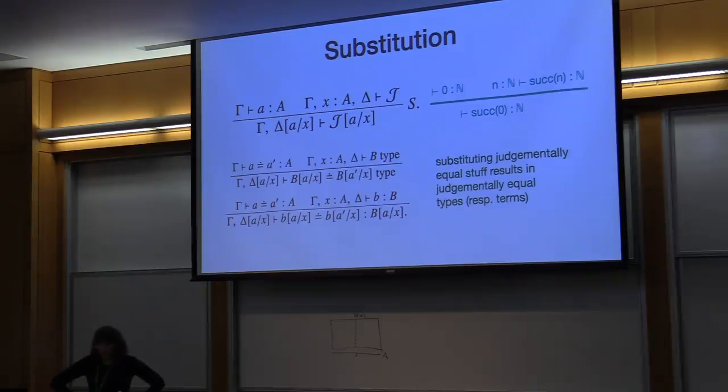And then, don't be scared. Scary to rules. The point of them is saying that if you're substituting judgmentally equal stuff, that results in judgmentally equal types of returns, right? So basically if I have here a type judgment or a term judgment, and so not for the equality judgment, okay? And if I substitute for something that is judgmentally equal, so little a is judgmentally equal to little a prime, then whatever I get, this b, with substitution will be judgmentally equal, and the little b will also be judgmentally equal, if I have it, okay?